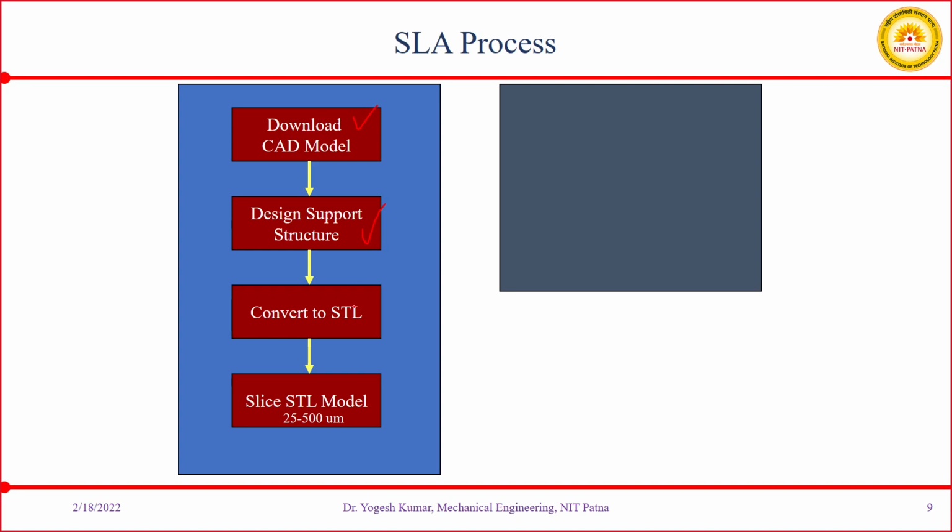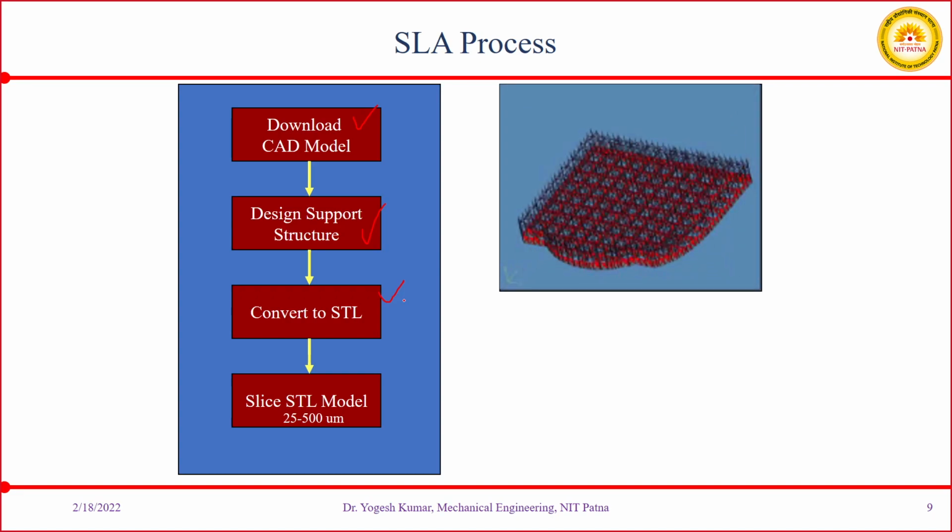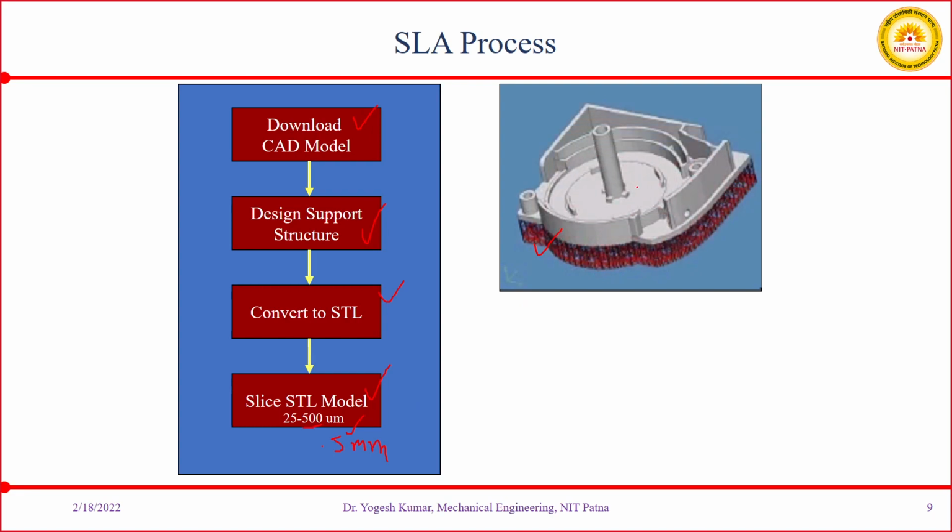Then convert the CAD model and the support structure into an STL file. Then you need to slice your STL file. This slicing layer height may be 25 to 500 micrometer. Like 500 micrometer means 0.5 millimeter. Here you can see this support structure has been designed for this particular component, and it has been printed using your SLA process.